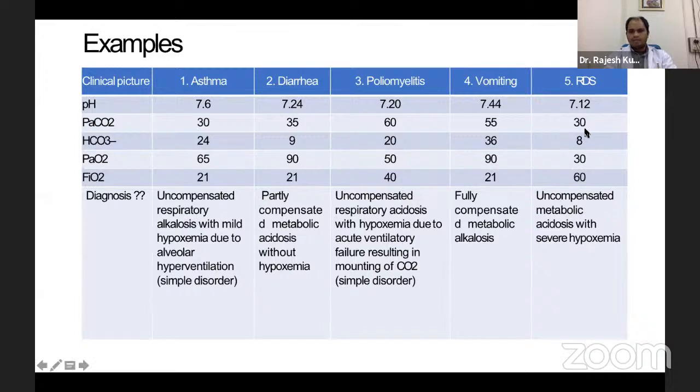PCO2 30 means it is near normal. Bicarb is 8, it's on the lower side, which means metabolic acidosis with hypoxemia. PO2 30 with FiO2 60 means almost inverse, less than 100, which means your patient is in ARDS.